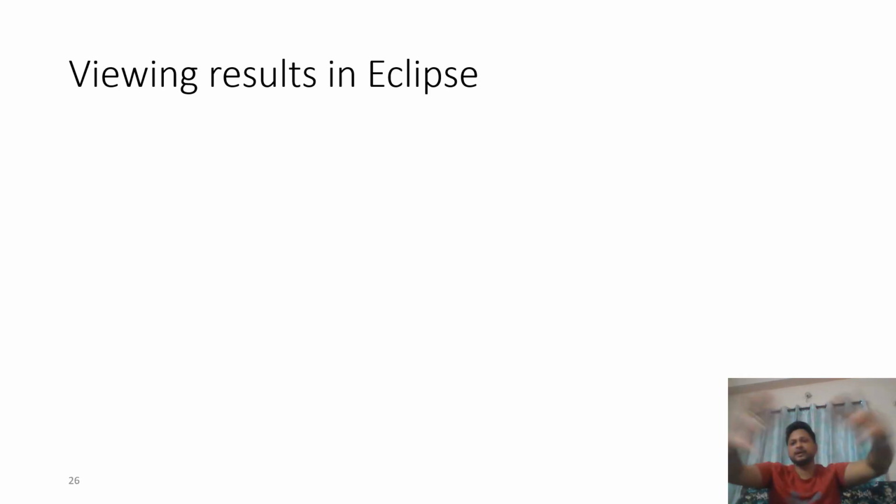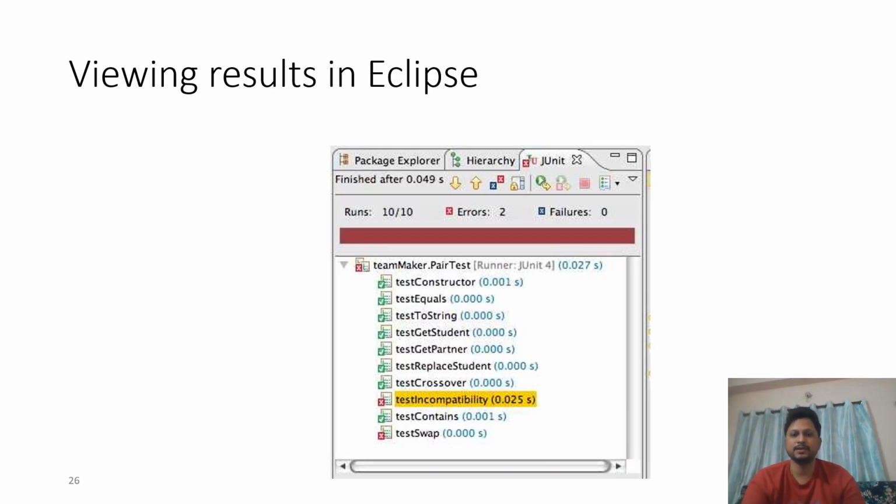I have completed my test cases. I have written all my test cases, and I have also set up everything in Eclipse. I have run the test cases, and now I want to view the results of the test cases in Eclipse. How will you do that? We will see in this slide. After running the test cases, you will observe in Eclipse, after running JUnit, you will see here how many test cases passed and how many test cases failed.